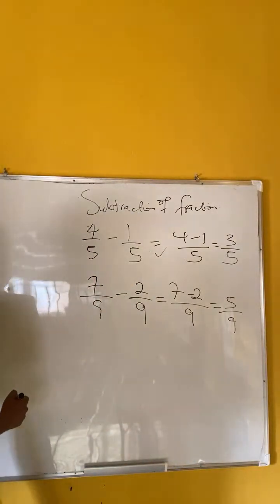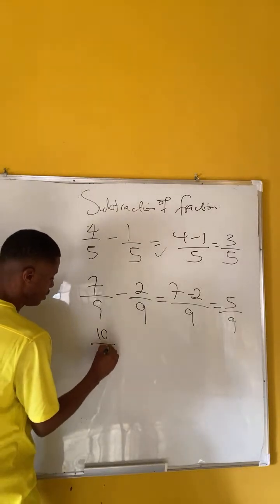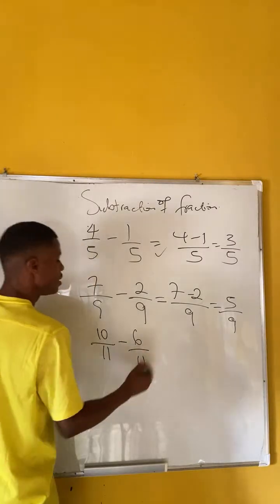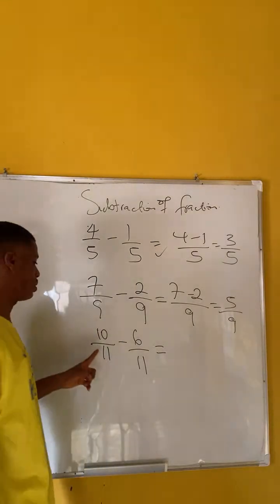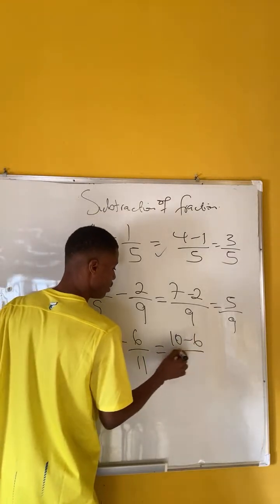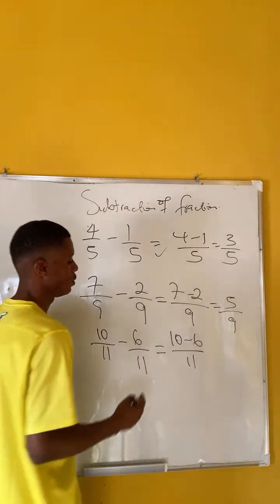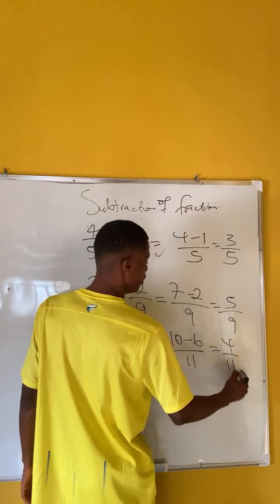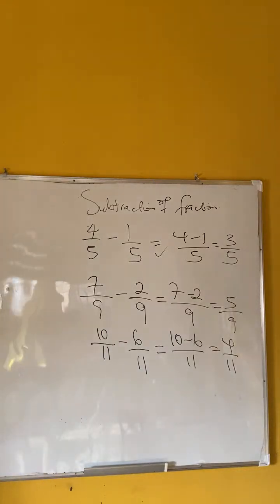So let's continue. Let's look at 10/11 minus 6/11. Still the same method. You see that the denominators are the same. So when subtracting, you subtract the numerators. So all you got to do is 10 minus 6/11. 10 minus 6 is basically 4. So what you'll be having is 4/11. Very easy. So this method works whenever we're trying to subtract fractions of the same denominators.